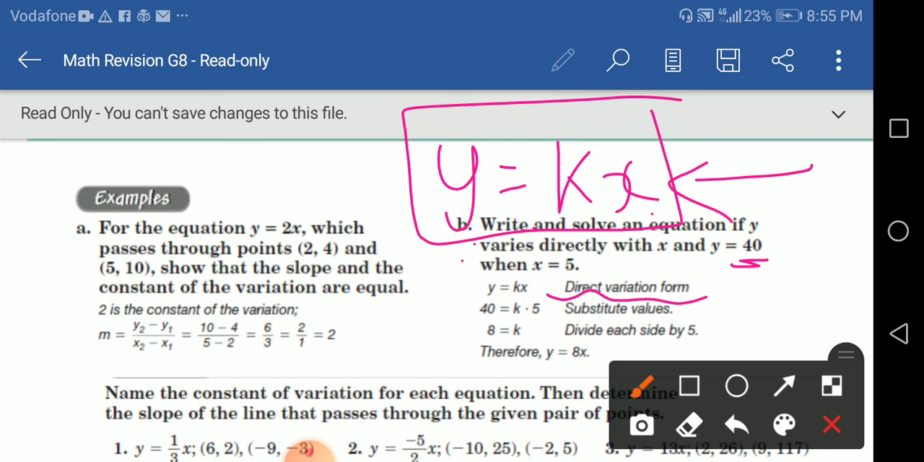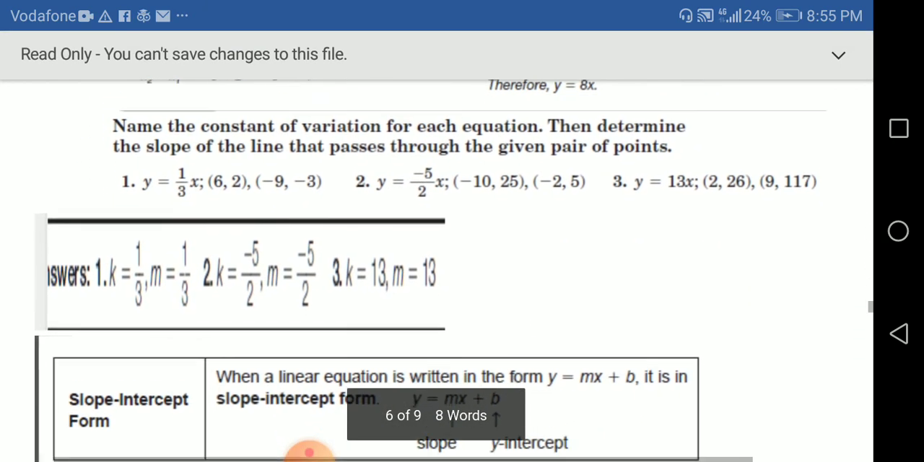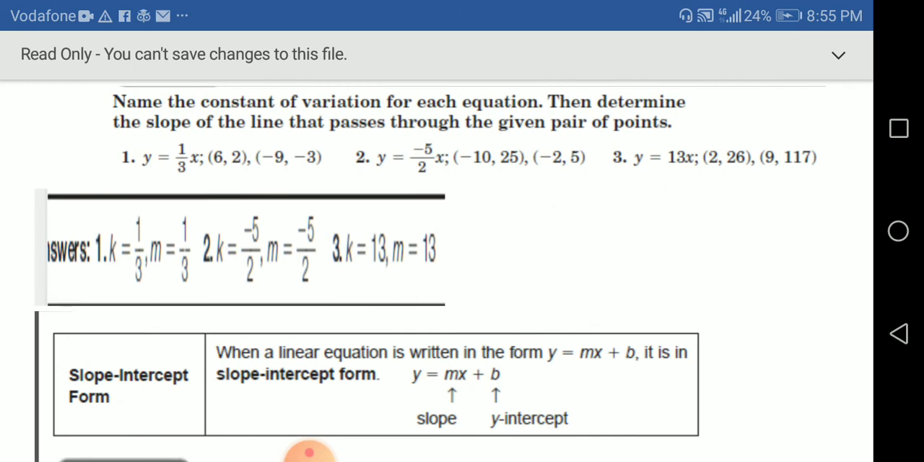Write the variation form. y equal 40, and equal k multiplied by x. Here x is 5. So I need to get the value of k. Divided by 5, k equal 8. So k equal 8, and then I will substitute 8 instead of k. So y equal 8x, and this is very easy.